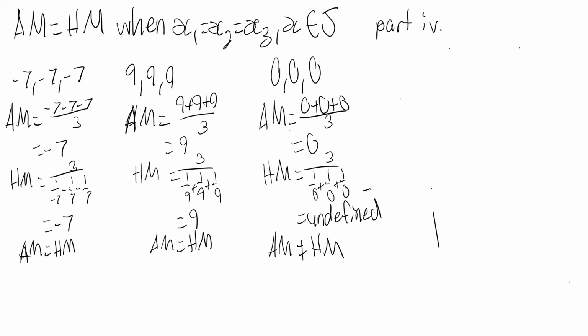But if we substitute in 0 as the three values, which is where the harmonic mean struggles due to 1 on 0 being undefined, we have the arithmetic mean of 3 zeros being 0, but the harmonic mean being undefined, so the arithmetic mean does not equal the harmonic mean. Since this is a for all statement, the statement has been proven false. So we have to negate it.